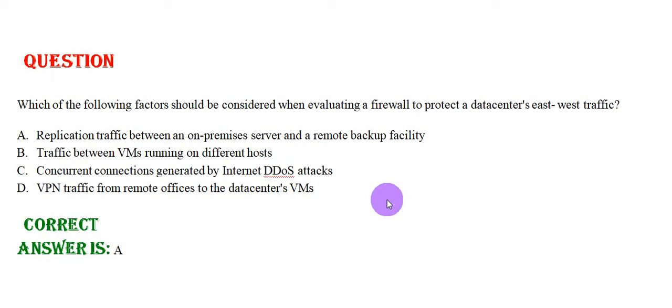Which of the following factors should be considered when evaluating a firewall to protect the data center east-west traffic? Option A, replication traffic between an on-premise server and a remote backup facility. Option B, traffic between VMs running on different hosts. Option C, concurrent connections generated by an internet DDoS attack. And option D, VPN traffic from remote offices to the data center's VMs. The correct answer is option A.